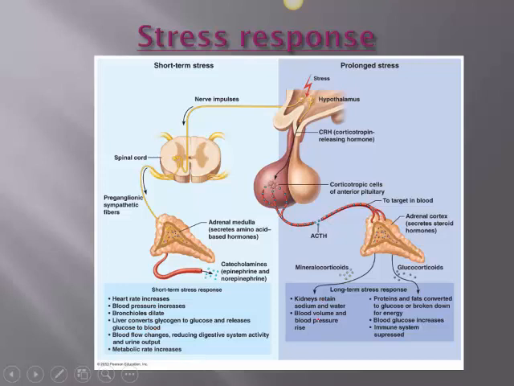This will again increase your blood pressure and blood volume. Again, you produce glucose by gluconeogenesis, but the immune system at this point is suppressed because the anti-inflammatory action becomes more than normal. Okay? Let's stop here.